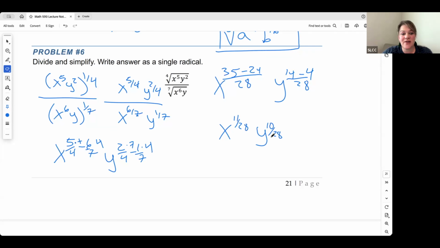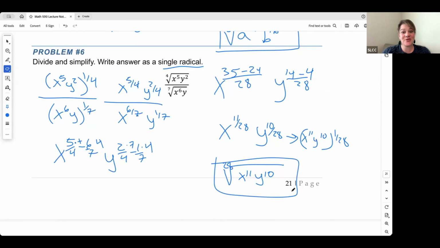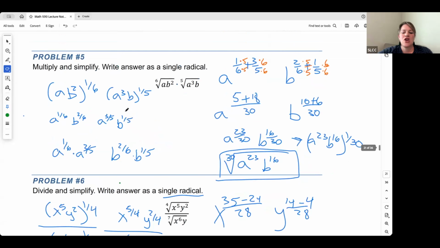Now we don't want to simplify this because we want to put it back as a single radical. So we put it back as x to the 11th, y to the 10th, and my new index is 28 because this is x to the 11th, y to the 10th raised to the 1/28th power. And that's how you do it. Do you want to learn a shortcut?